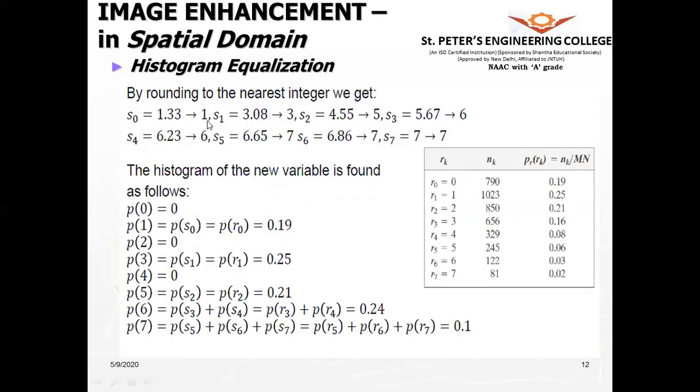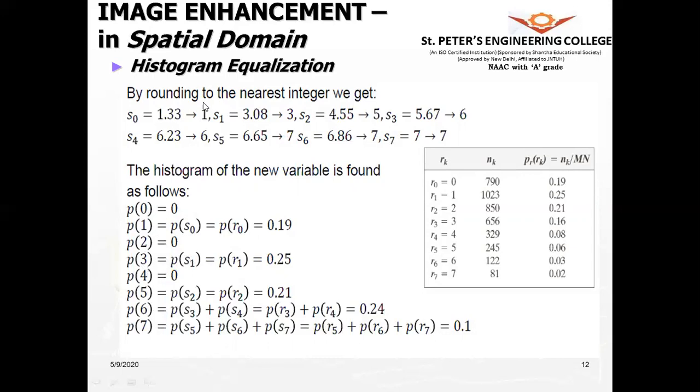So the output is having pixels with intensity value 1 or 3 or 5 or 6 or 7, no other value. Therefore, the probability of the output having intensity 0, or mapped to 2 or 4, will be 0. That is what we can see from here.